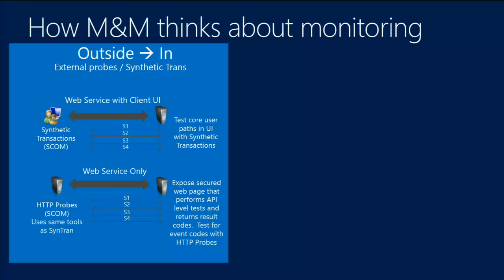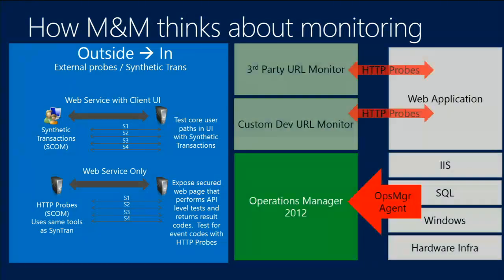Next, we think about it from an outside-in perspective. The outside-in perspective being, what is the end-user experience? Is the web application available? Is the web service available? Can I actually execute some of the core paths using either synthetic transactions or pages that execute web services behind them? And this is leveraging third-party URL monitors or custom dev URL monitors in our previous service offering within our team to our customers.